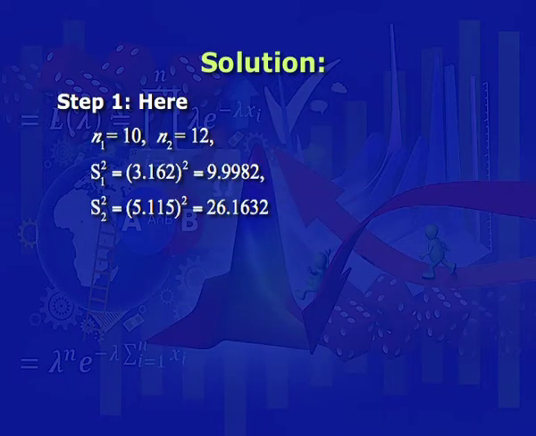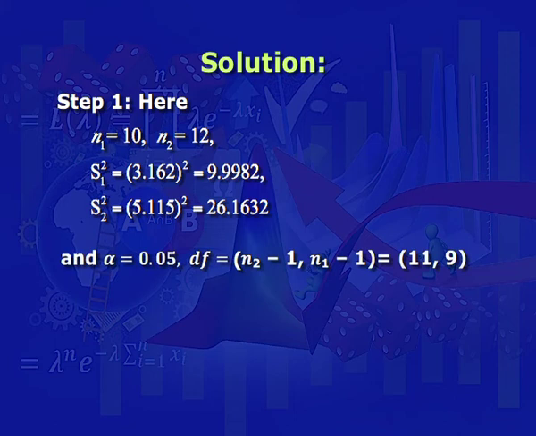In step 1, we have given sample size for two samples, that is n1 equal to 10 and n2 equal to 12. Similarly, the sample variance is S1 square equal to square of 3.162, which comes out 9.9982. Similarly, S2 square, which is nothing but the variance of the second sample, is square of 5.115, which is equal to 26.1632, and alpha level of significance is 0.05. Degrees of freedom n2 minus 1 and n1 minus 1 becomes 11 and 9.